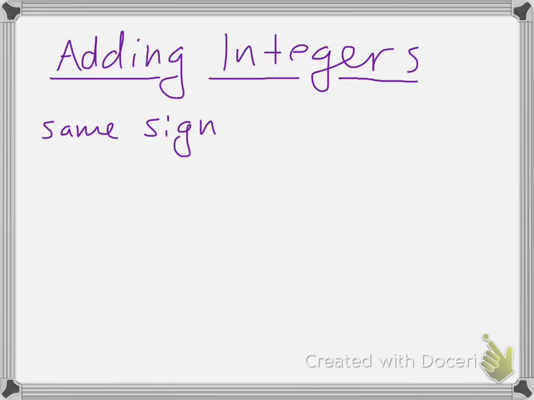Okay, today I'd like to talk about the different operations with working with integers. As you recall, integers are just all the positive and negative whole numbers, including the number 0. We're going to start off by talking about adding integers. There are two things you need to be concerned with when you're adding integers.